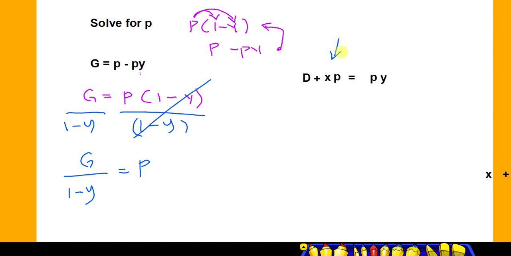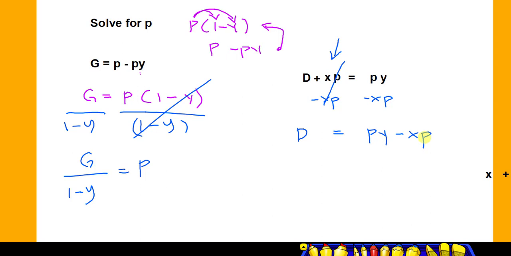So how should I undo my plus xp? That's plus. Then it should make sense that I will subtract xp from both sides. So this will cancel out. I will have now d equals py minus xp. These are not like terms, so I cannot simplify it further.